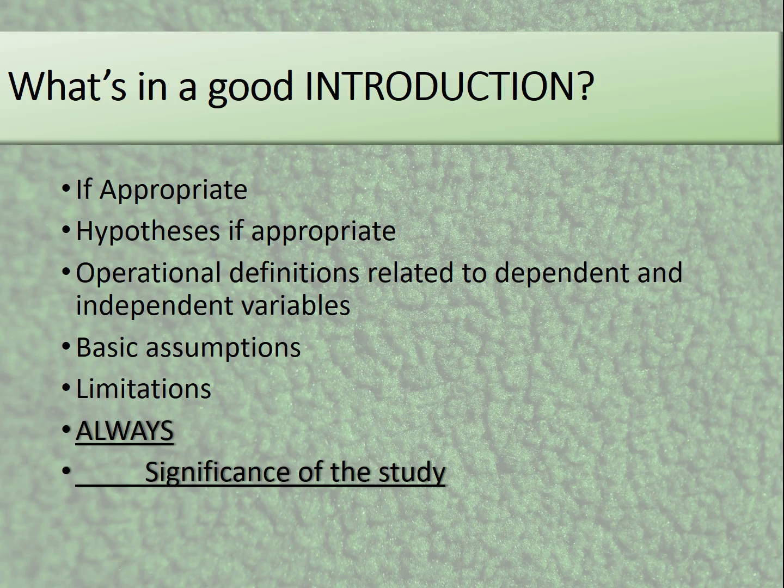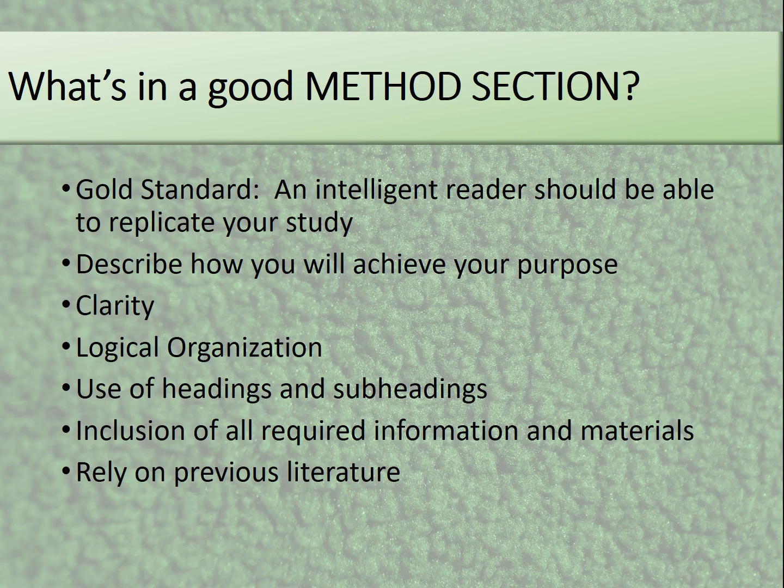Limitations and possible shortcomings of the study are acknowledged by the researcher. It always concludes with a statement about the significance of the study. This section emphasizes contradictory findings and limitations of previous research and the ways in which the proposed study will contribute to further knowledge about the research topic. The gold standard is that an intelligent reader should be able to replicate your study. That is, the student must clearly describe how the data will be collected to solve the problem set forth in the introduction section.